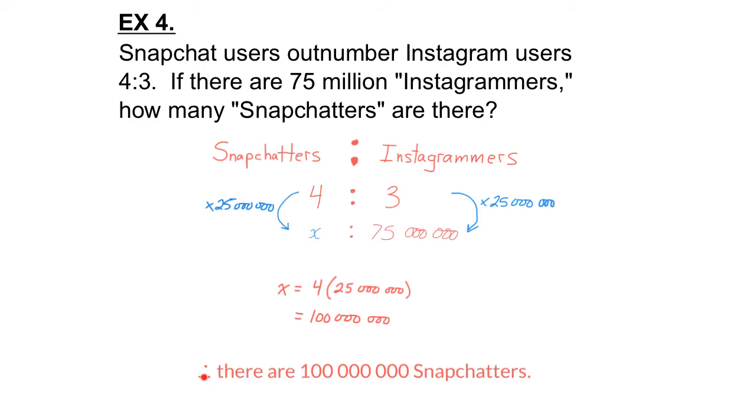Now this symbol, you might not be familiar with that. The 3 dots that form a triangle, that's "therefore." And the word therefore just means because of what I just showed you up above, I can say this. So because of this math, I can say there are 100 million Snapchatters. And that's how you can solve this problem.